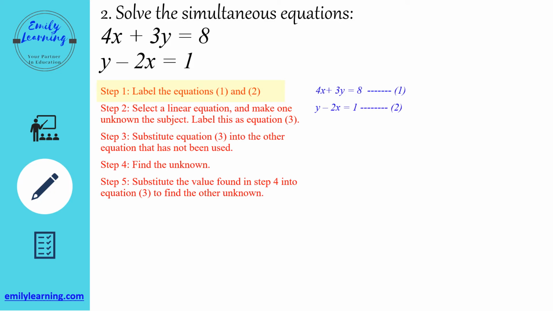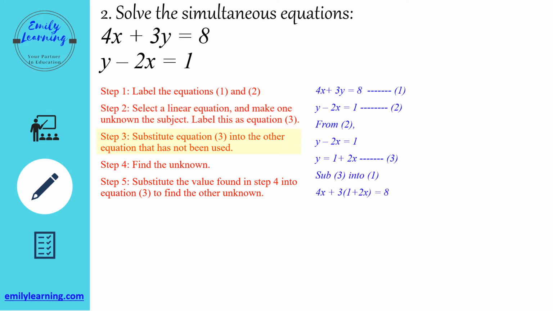Alright, to solve the simultaneous equations, we'll use the 5-step method. So firstly, let's start by labeling equations 1 and 2. Next, select a linear equation and make one unknown the subject and label this equation as equation 3. So if you look at equation 2, there is 1y, and this is easier to make y the subject. So therefore, I chose equation 2 and made y the subject and label it equation 3.